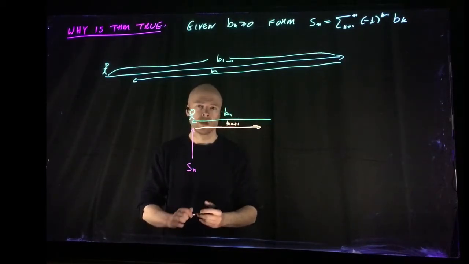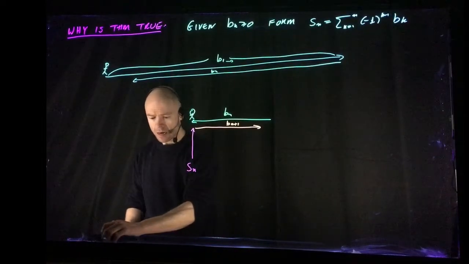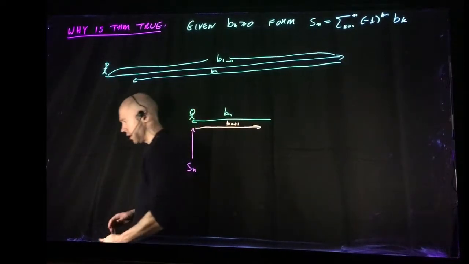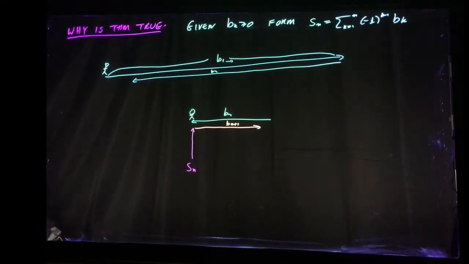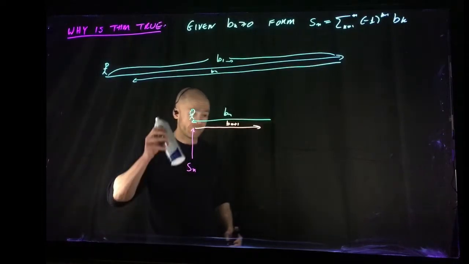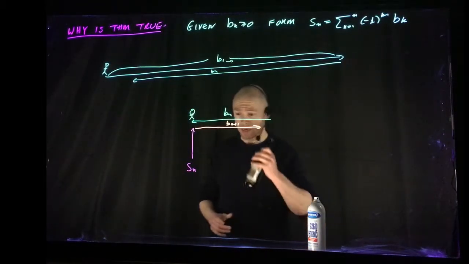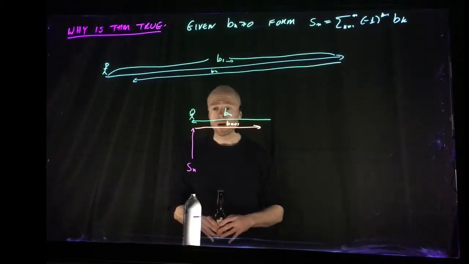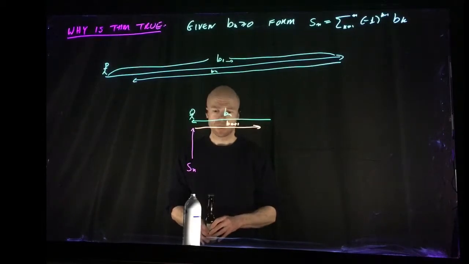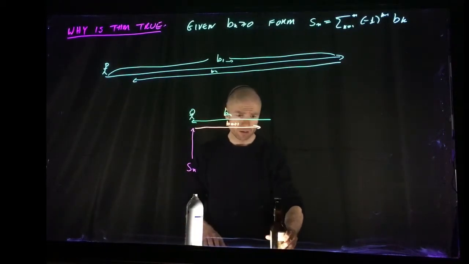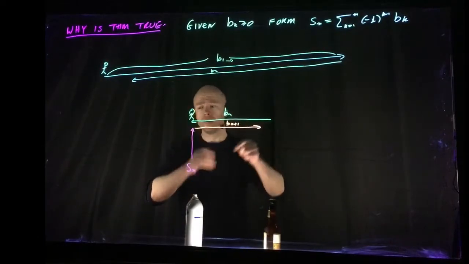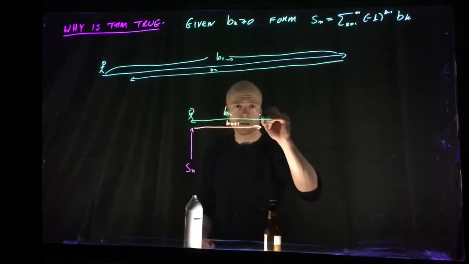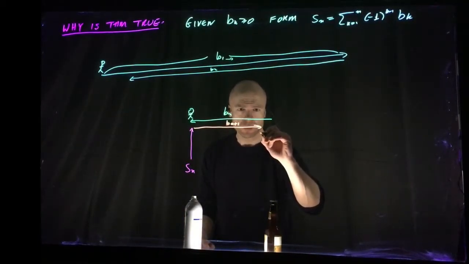Okay, so in class, I usually ask for a couple of volunteers. I have no volunteers here, so I've got a couple of props. I have the board cleaner and I have a bottle of beer. Let's make the board cleaner where we are at the Sn step, and the bottle of beer is where we are at the bn plus 1 step.